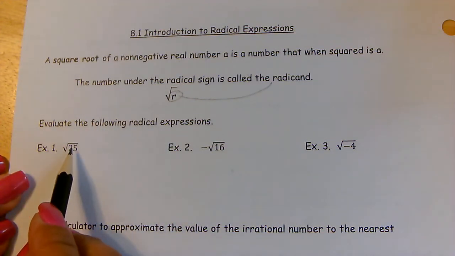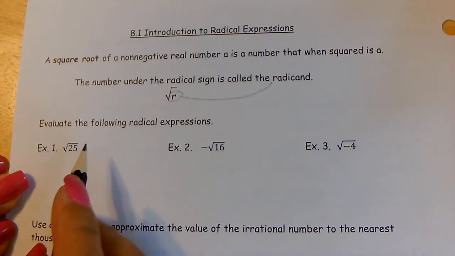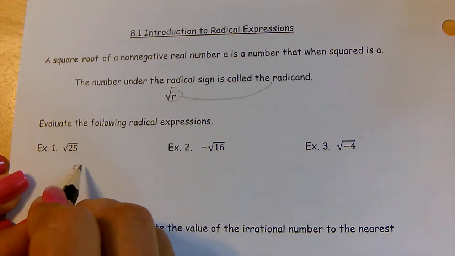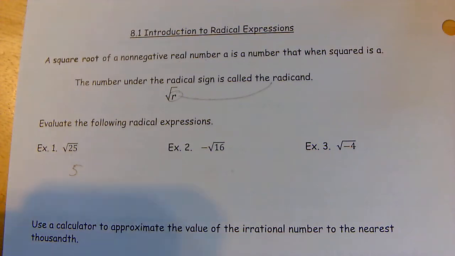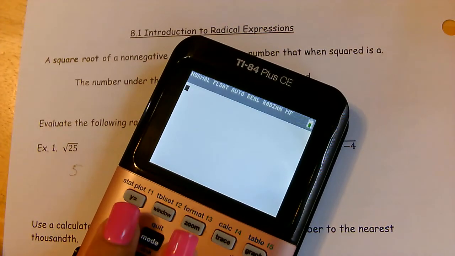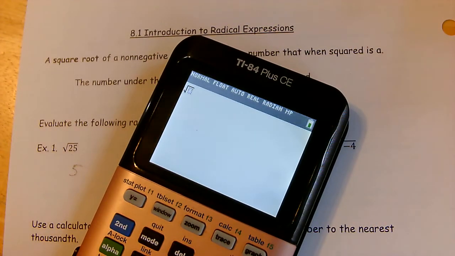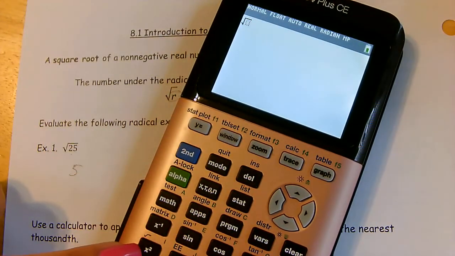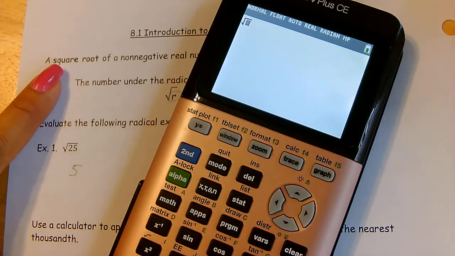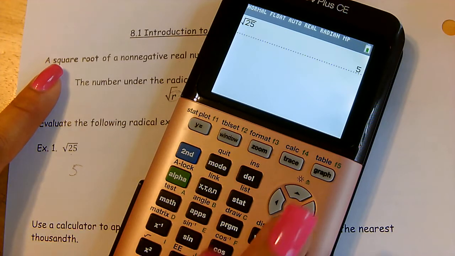Evaluate. So can you take the square root of 25? It's a perfect square. Yes. If you don't know, you check it. Second, squared button, because that's the square root. We'll give you the square root symbol. 25, enter, perfect square.